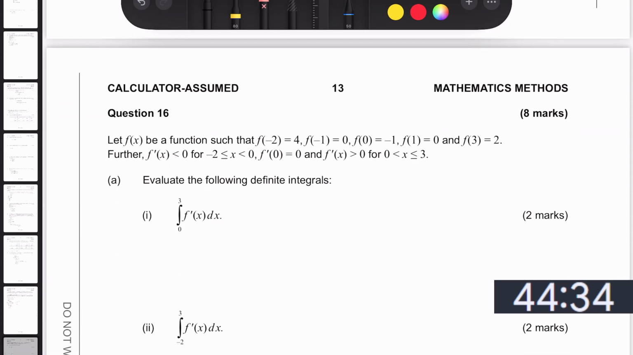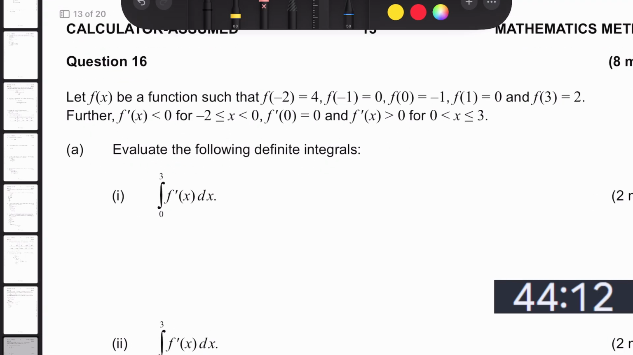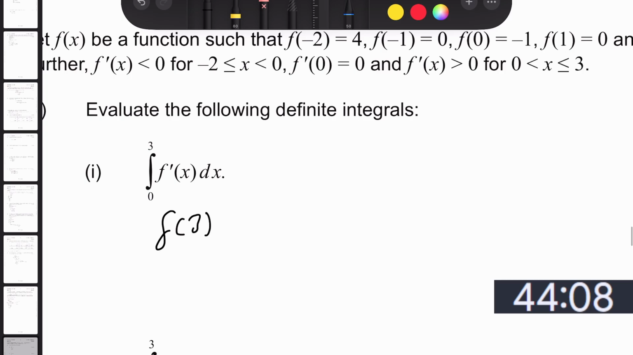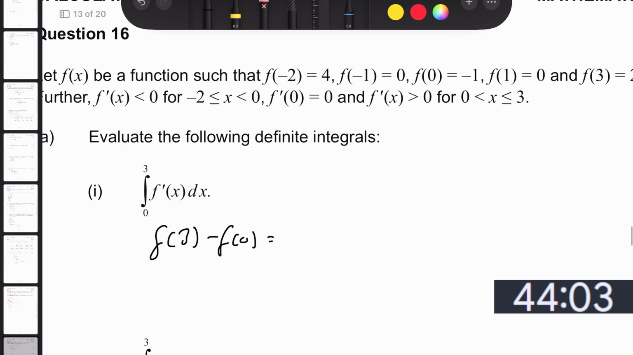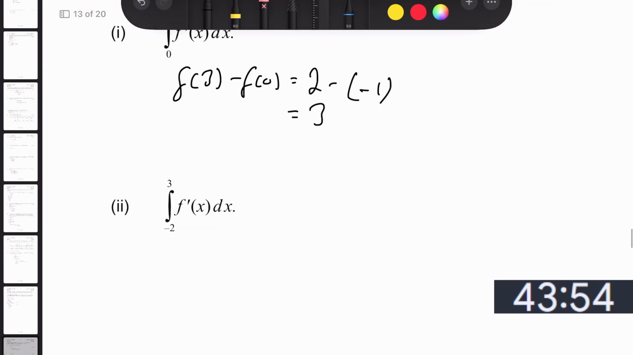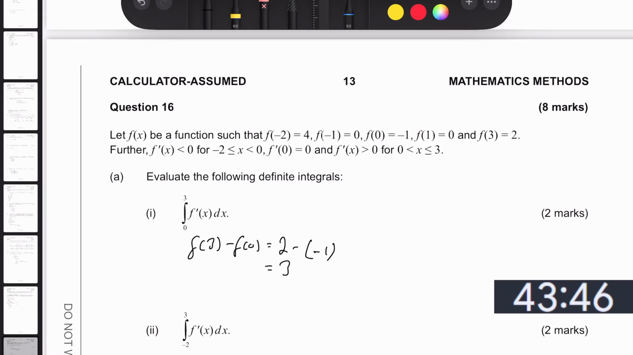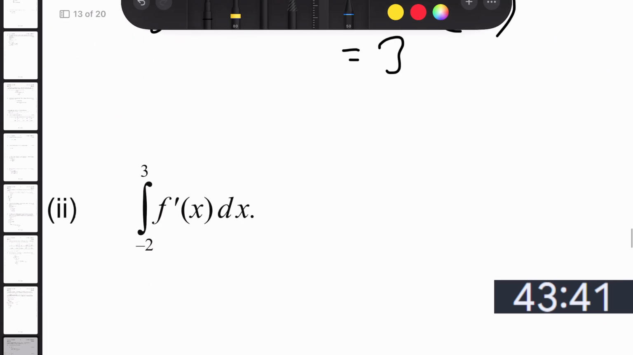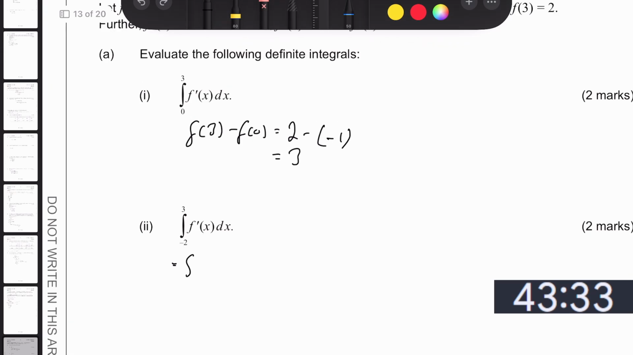Let f of x be a function. Evaluate each of the following definite integrals. So this becomes f of 3 minus f of 0. And then f of 3 is equal to 2 minus negative 1 is equal to 3. And this is again f of 3 minus f of negative 2. So this is equal to 3. Oh no, this is fine.